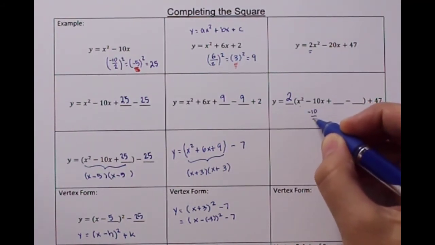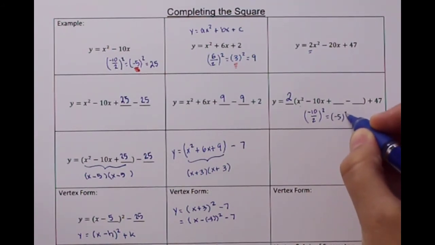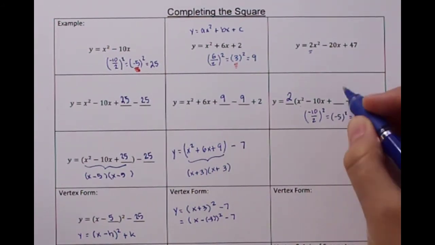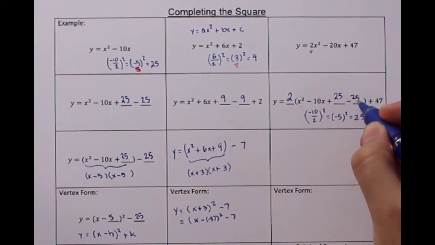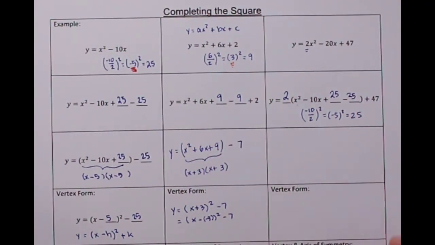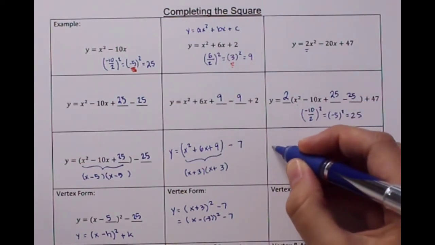So half of negative 10 squared. So that's negative 5 squared, which is 25. So we are adding and subtracting 25.